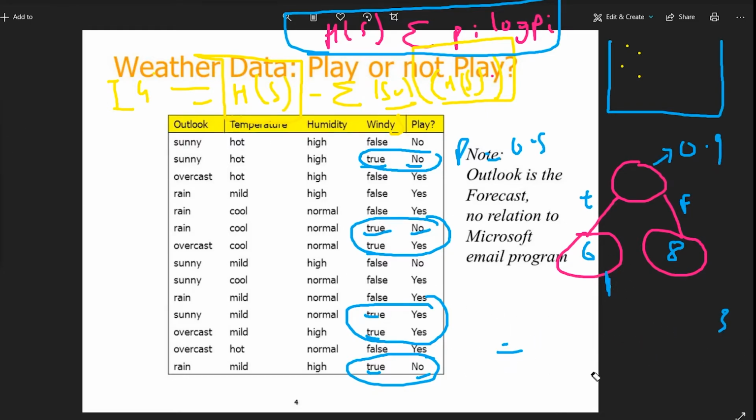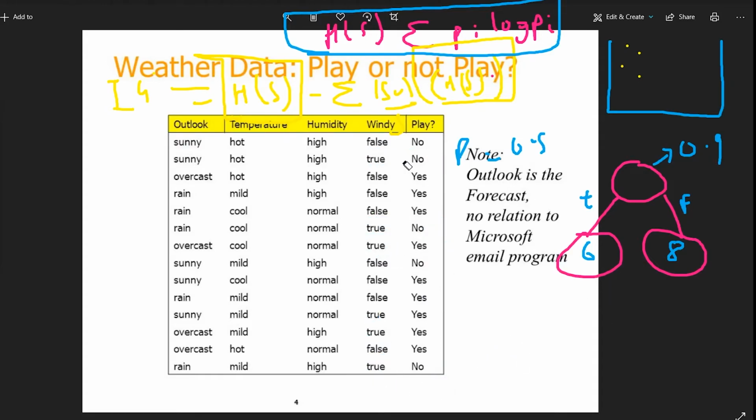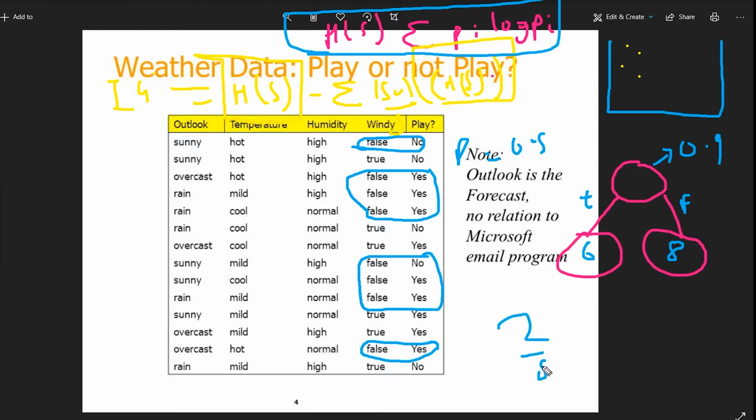Okay, similarly we are going to calculate the probability if the wind is false. So we have this, this, this, and this. In this, we have 2 no and everything else is yes. So the probability is going to be 2 by 8 log 2 by 8 plus 6 by 8 log 6 by 8. This is going to be the entropy for this part.